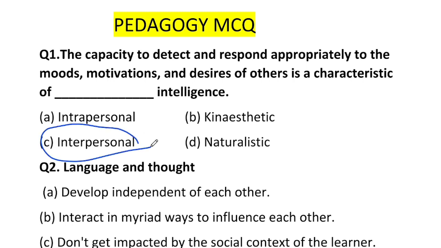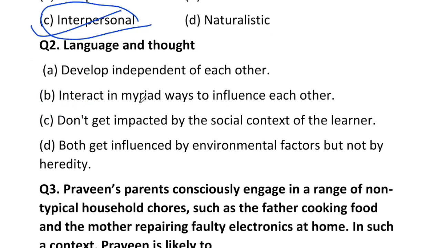What is interpersonal intelligence? It is to understand others and relate to others. It is seen in physiotherapists, psychotherapists, teachers, and salesmen who can convince others by motivating them, who know others' desires and moods, religious leaders, politicians, etc. So the answer is interpersonal intelligence.